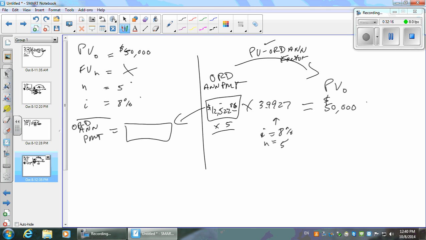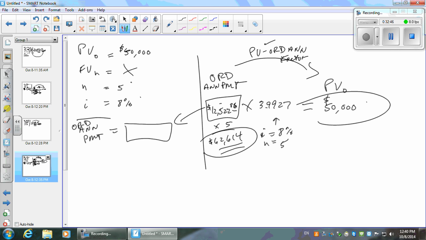12,000 times 5. So what's 12,522.86 times 5? Or 85 times 5, whatever it was. Okay. We're giving them $62,614 to pay off a $50,000 debt. Everybody agree? That's what we're doing. What's that $12,614 for? What's it called? Interest. Yeah, it's the interest you're paying. That's it. Everybody good? This is not hard, is it?